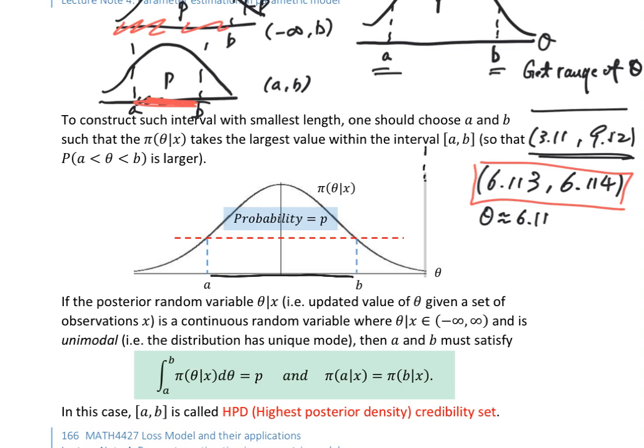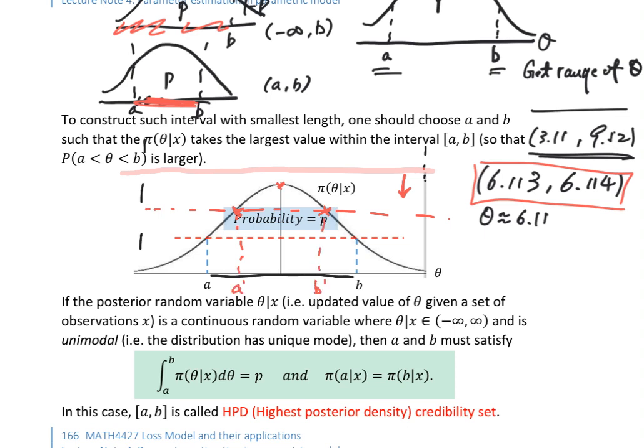Mathematically, how do we get this interval? The easiest way is to draw a horizontal line like this, and then lower this horizontal line. Of course, it will first hit the point with the largest density. If you keep moving down, it will cut this interval, like in this example, at these two points.